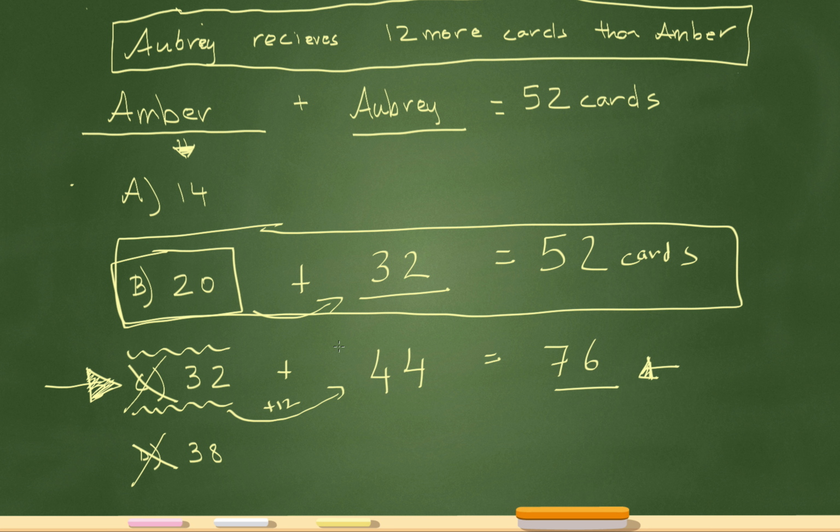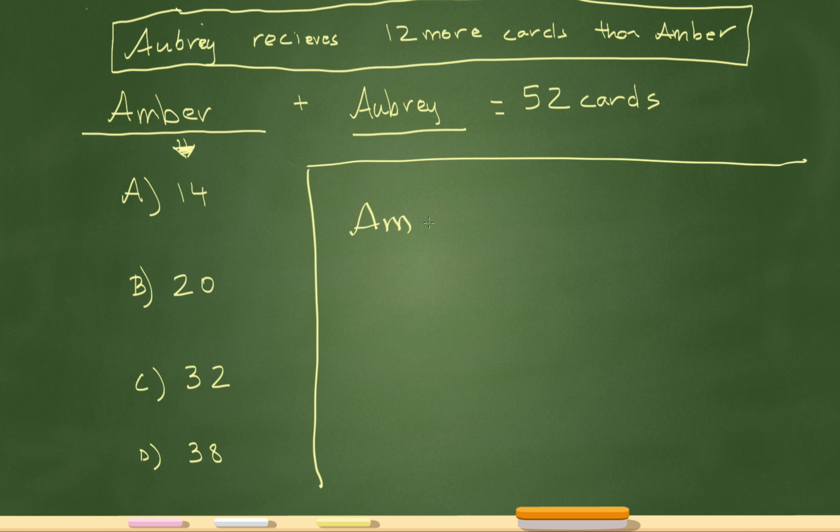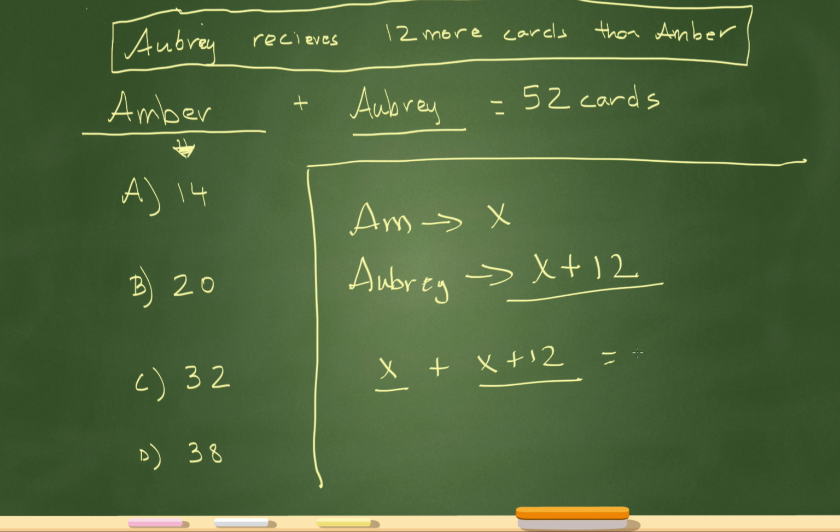Now, check this one last thing out. I'm going to erase all of this, and I'm going to talk about how to do this problem algebraically over here. Let's pretend as if Amber has X cards. Let's talk about Aubrey now. Aubrey, remember, has 12 more cards than Amber, so that will be classified as X plus 12. Now I know when I add up their cards, X, Amber's cards, plus X plus 12, which is Aubrey's cards, should give me 52.